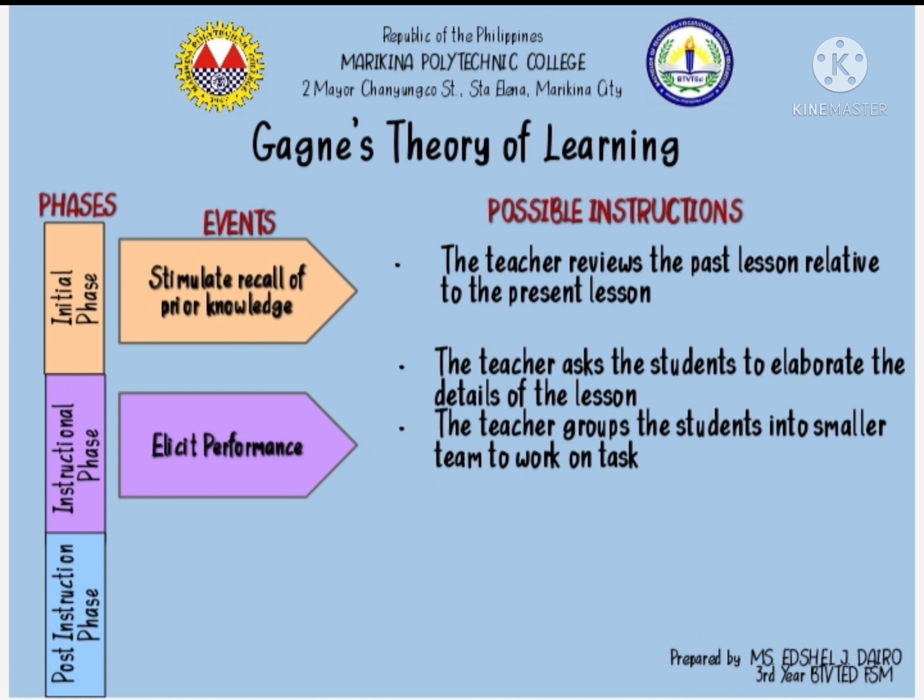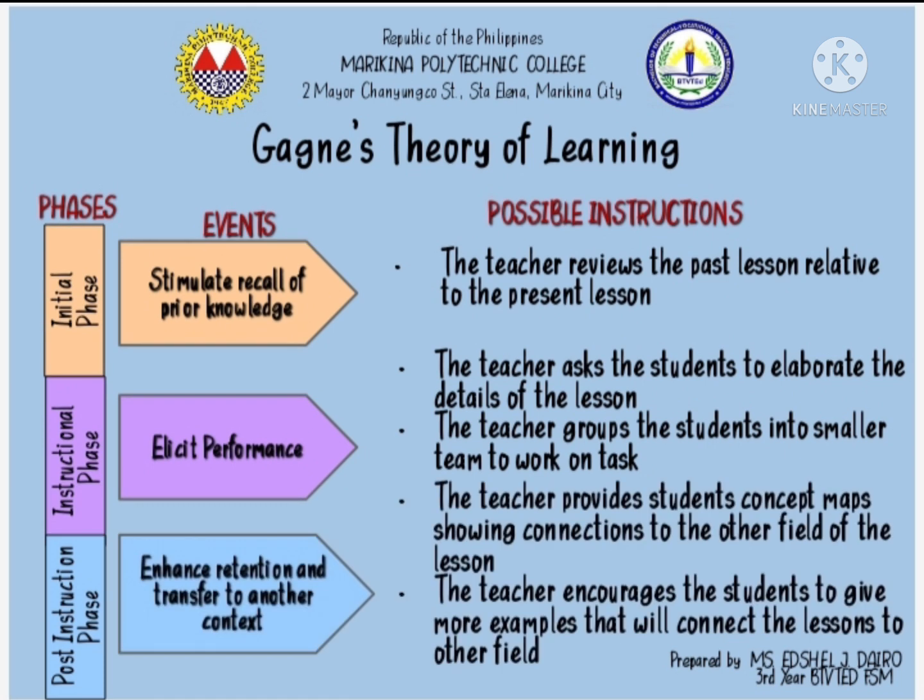The third event in the instructional phase is elicit performance. In this event, we have two possible instructions. First, the teacher asks the students to elaborate on the details of the lesson. Second, the teacher groups the students into smaller teams to work on tasks. So, as a teacher, you need to give all the information to your students, and you can give them a group task on what they've learned in that discussion.